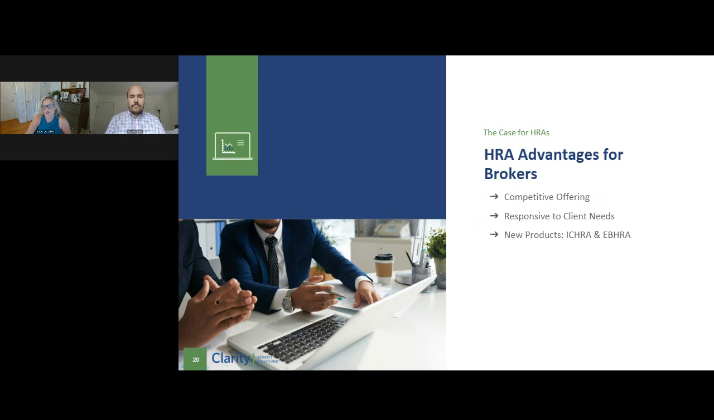So what do HRAs have to offer brokers? Well, as we noted, they are becoming more and more popular with employers looking to control healthcare costs. So brokers will probably need to have them in their portfolio, as their competitors most likely will. Now, HRAs also offer the opportunity to pitch new products, namely ICHRAs and EBHRAs, to potential new clients.